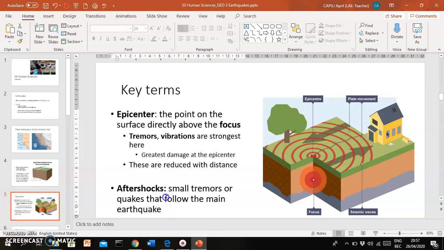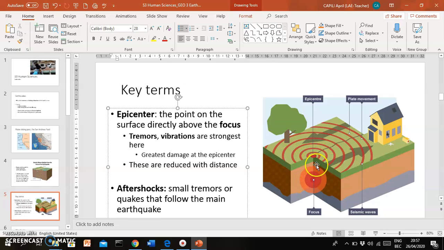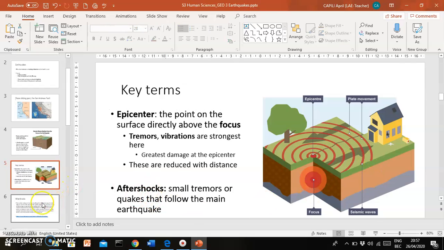Okay. Now, aftershocks. Once an earthquake happens, because it releases energy, and energy travels, it reaches other pieces of rock, other parts of the crust, and that energy could have effects on that piece of rock. That means that smaller earthquakes or vibrations could happen after the main one. Those smaller ones that come after the main earthquake, you call aftershocks.